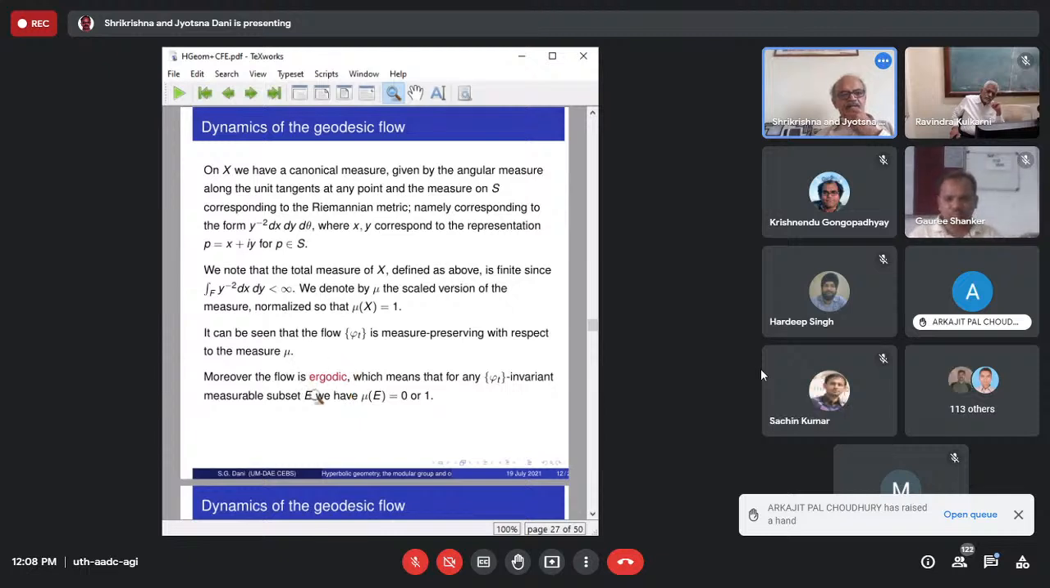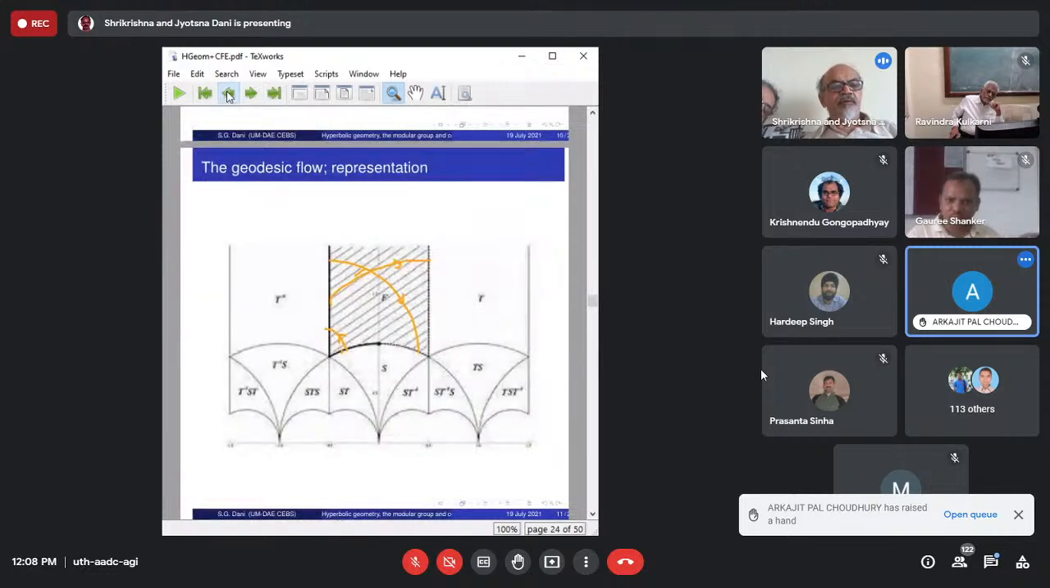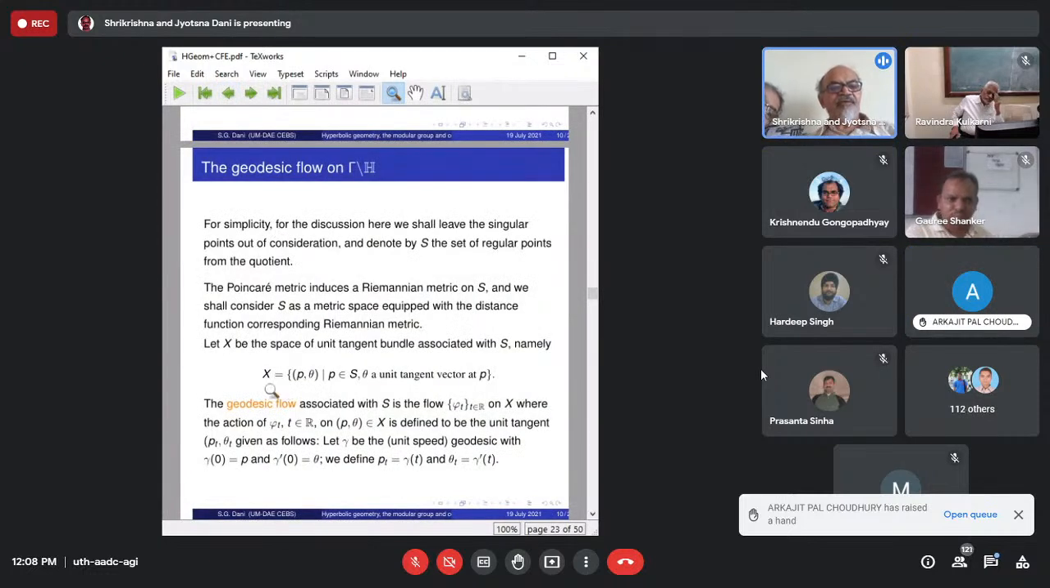Hello, sir. Hello. Sir, can you show the description of X once before we proceed? Can you show what? The description of X, the set X. What was the definition? X is the pairs of points P from S. So this theta is unit tangent with respect to my Poincare metric, right?